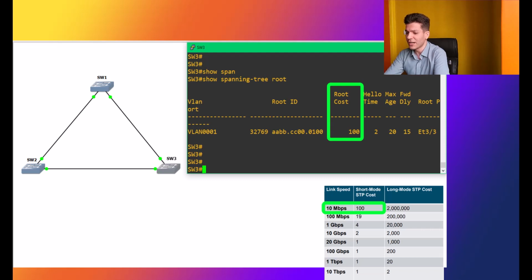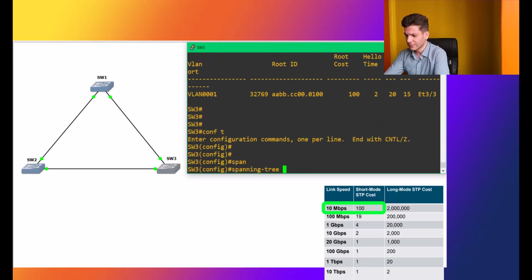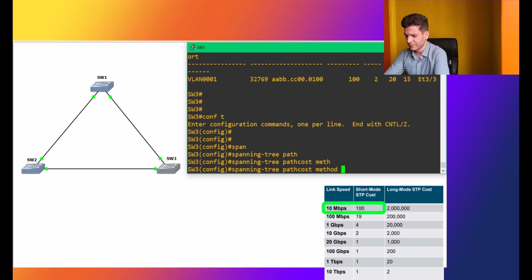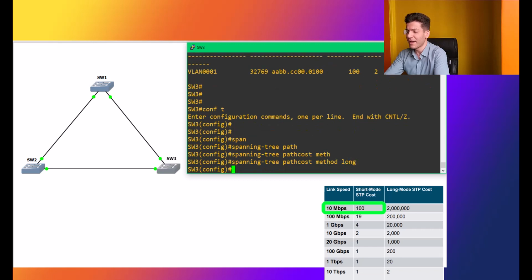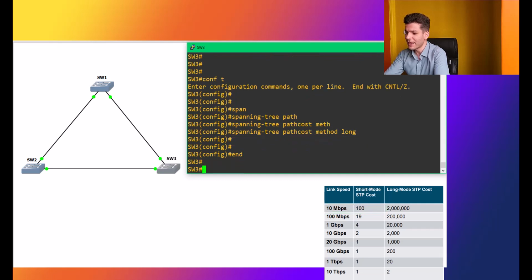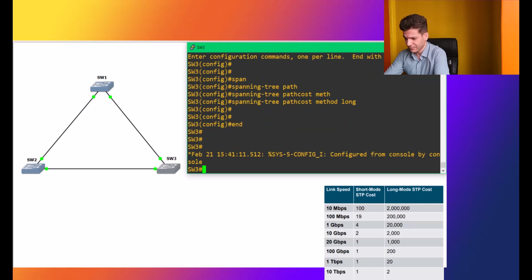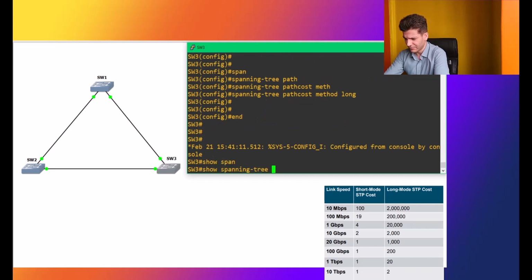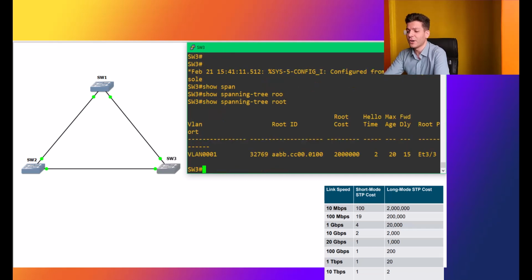So to change the STP path cost, we go to global configuration and input spanning tree path cost method long. And suddenly, after this command, which shows spanning tree root, the cost is 2 million for this 10 megabit interface.